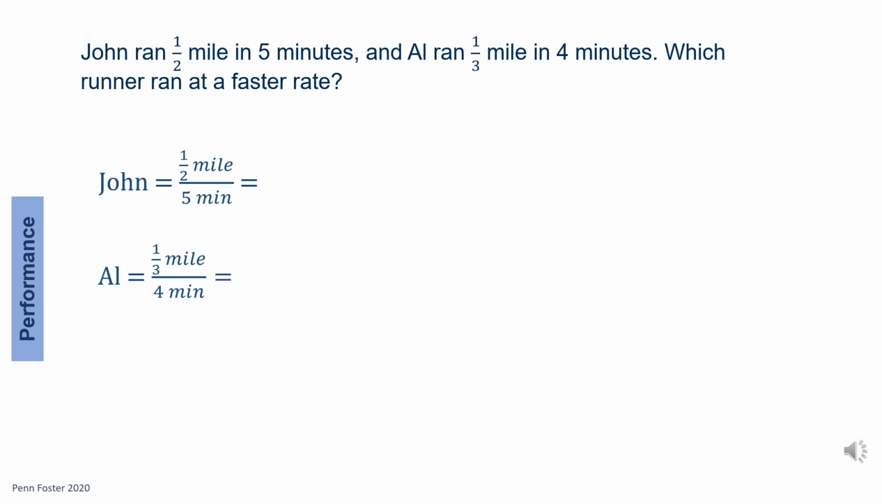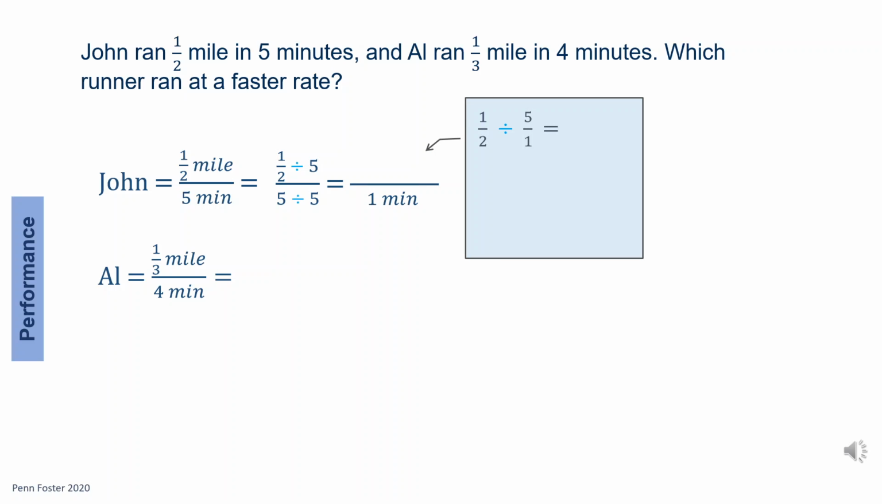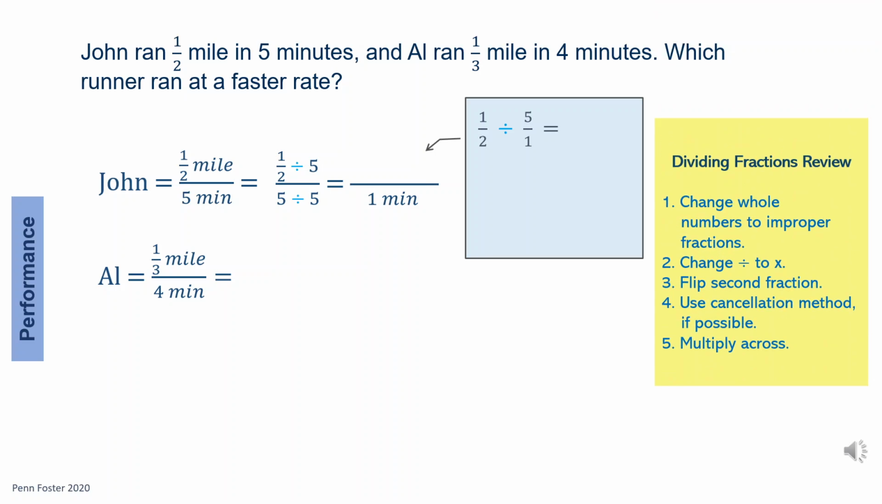For John's fraction, divide top and bottom by 5. We get 1 minute in the denominator. For the top, change 5 to fraction form by simply placing 1 in the denominator. Then apply the rules of dividing fractions. Place the quotient 1/10 on top of John's fraction.